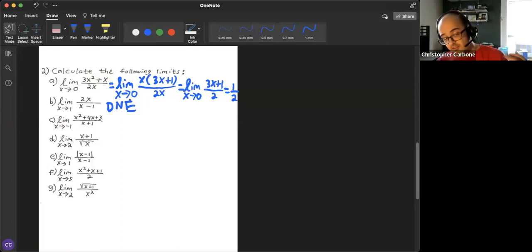That's not good. For the third one, limit as x approaches -1 of x squared plus 4x plus 3, all divided by x plus 1. So this one we could factor that numerator.